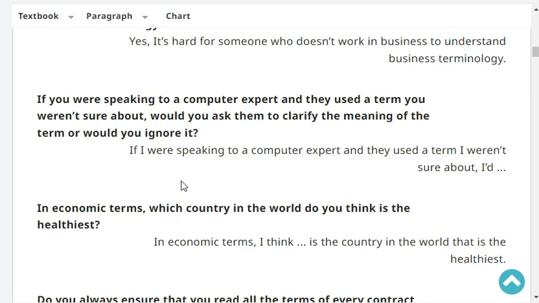If you are speaking to a computer expert and they use a term you aren't sure about, would you ask them to clarify the meaning of the term, or would you ignore it? If I were speaking to a computer expert and they used a term I wasn't sure about, I'd ask them to clarify the meaning of the term. Very good.